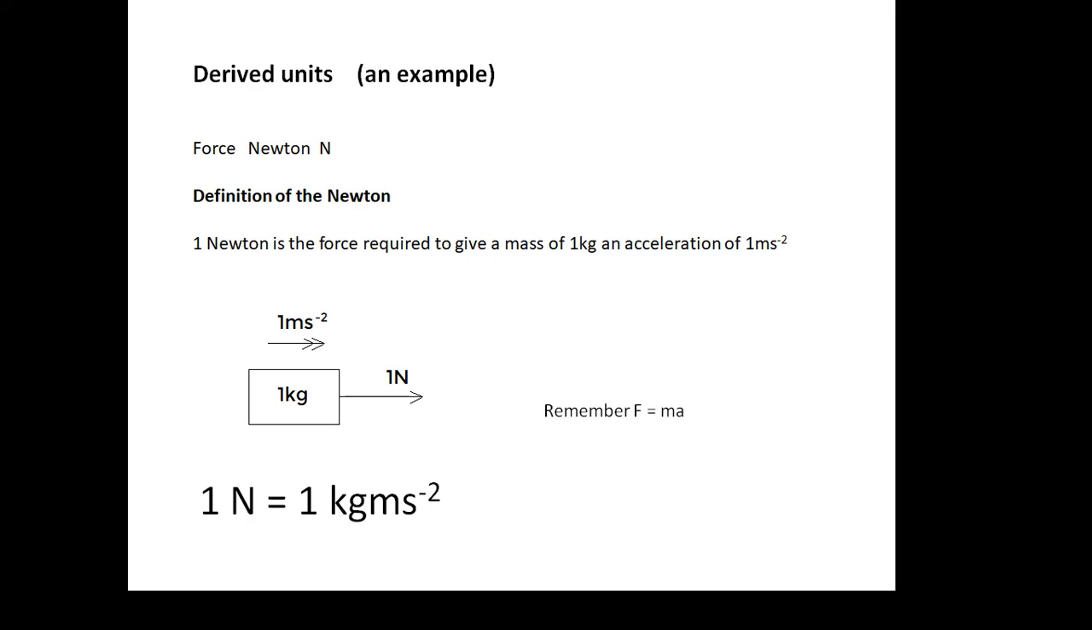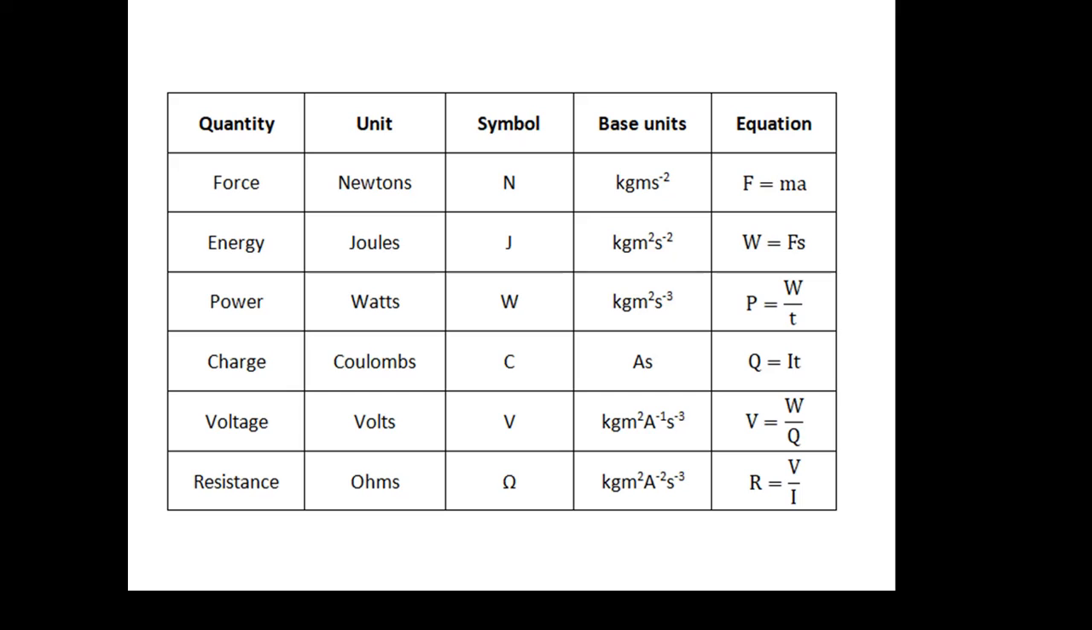Remember F equals ma, and you can figure out the equivalent base units of the Newton. Here are lots of other derived units and their equivalent base units. A Newton is kilogram meter per second squared. Energy is in joules; think work is force times distance. Power is in watts; think power is energy over time. Then we have coulombs. A coulomb is an amp second. Remember that an amp is a base unit.